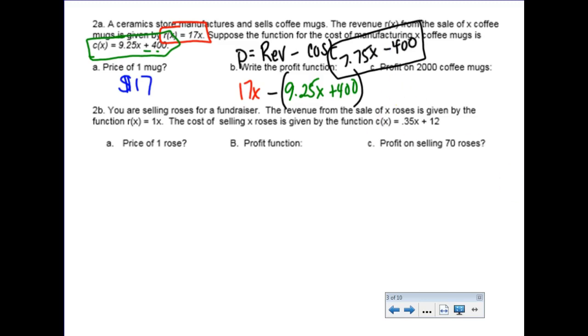I don't mind if you just leave off the P of x at the beginning of it if you just write down the function. Now you're going to use that function and tell me the profit if I sell 2,000 mugs. So hopefully we did this part right, because now you're about to plug 2,000 in right there and tell me an answer.